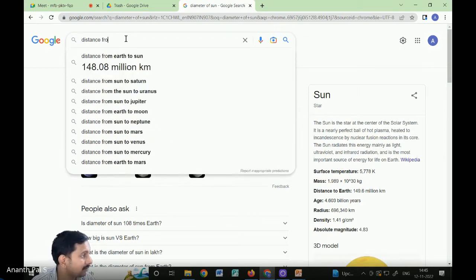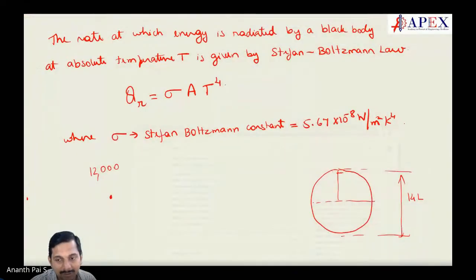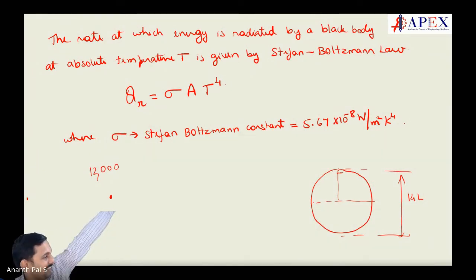148 million means this is around 1 million. This much you put 150 suns. So actually it's 108 suns, 108 suns in between.